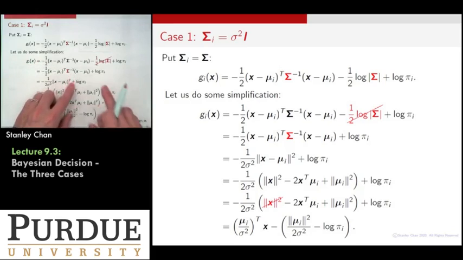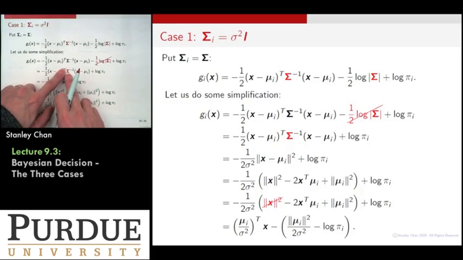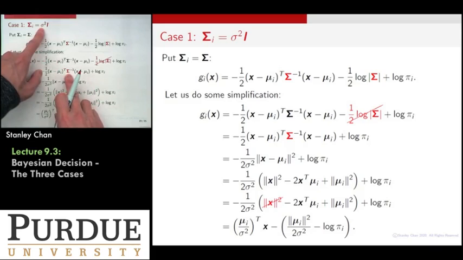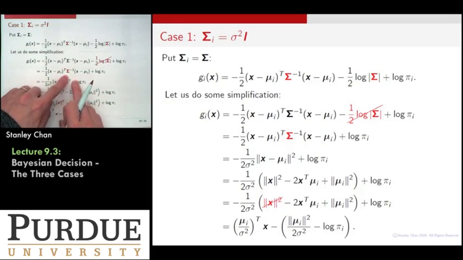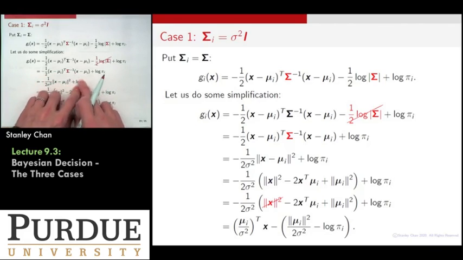Now, when you go to here, you realize that the sigma that I am assuming is sigma squared times the identity matrix. So I can rewrite this inner product as just 1 over 2 sigma squared, that's a scalar, times the 2-norm of xn minus mu i. And then here you will have the log of the pi i's.